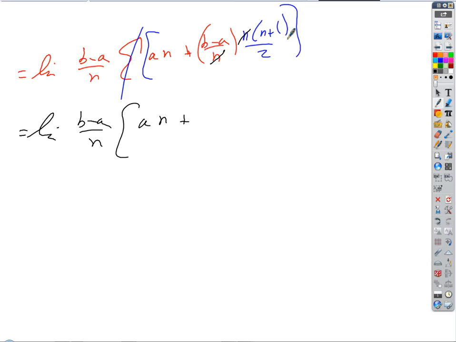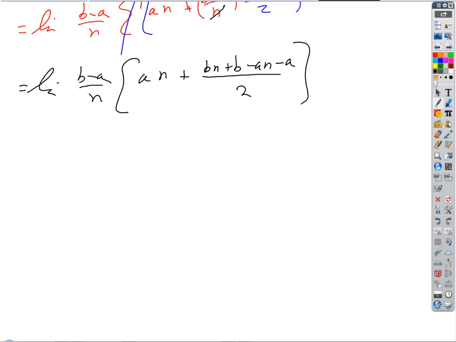if I get rid of those, and I distribute, what am I going to get when I distribute here? I'm going to get bn plus (b minus a)n minus a, all over 2. Everybody agree? Okay. Let's distribute the (b minus a) over n.